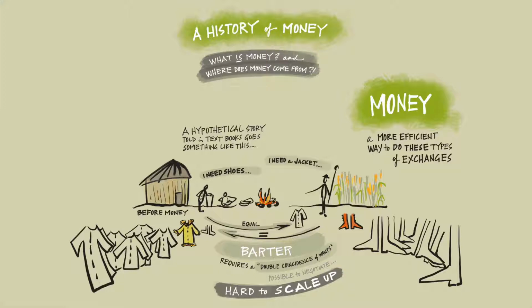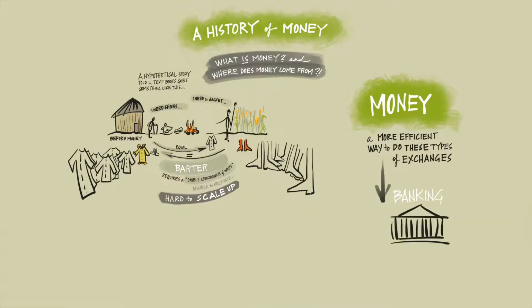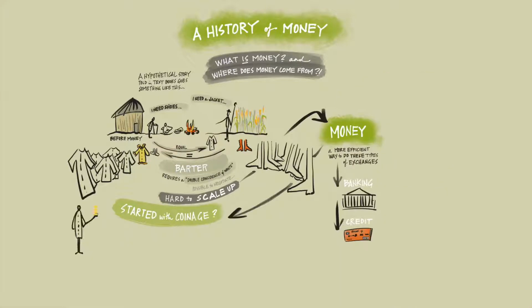And in this story, money comes first, and then eventually comes banking and credit. Within this school of thought, the history of money is usually a history of coinage, and money starts as a commodity. So it's essentially gold, or salt, or something that has a value in and of itself.